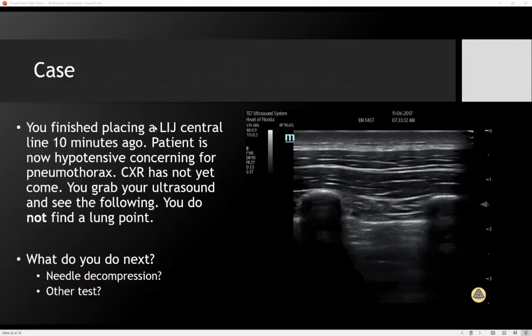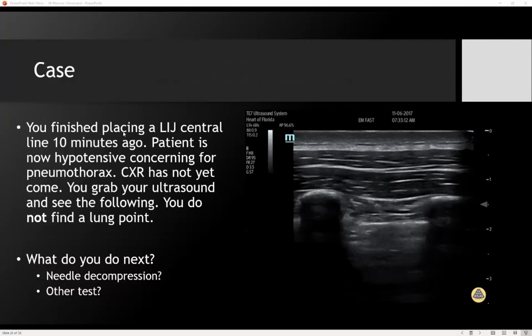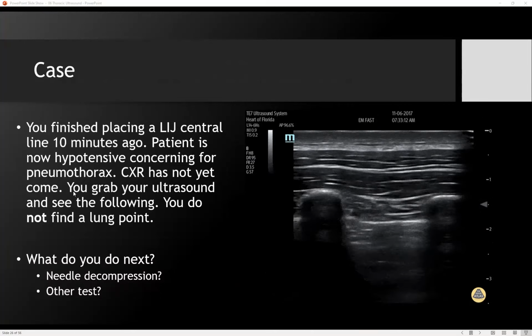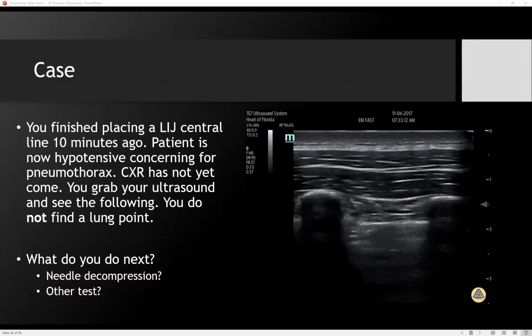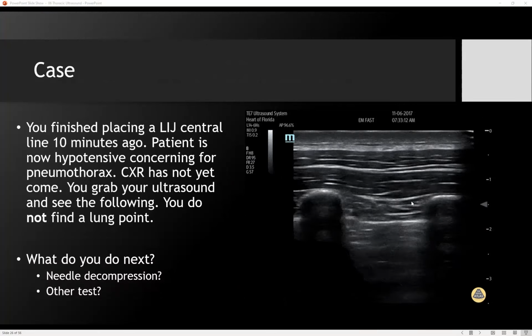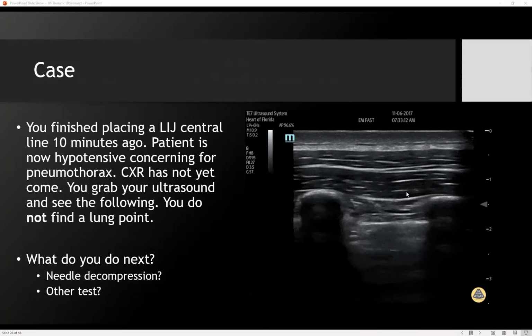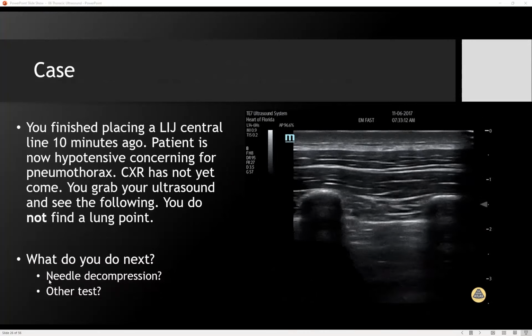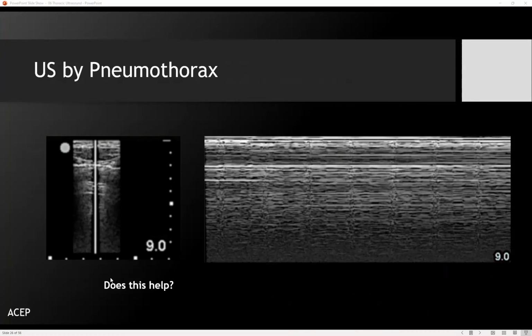So this is sort of a repeat of that first question. You finished placing a left IJ 10 minutes ago. The patient's now hypotensive, concerning for pneumothorax. Chest x-ray hasn't come. You grab your ultrasound. You don't see a lung point, but you do see absence of lung sliding. So what do you do next? Well, I sort of already said this, so I guess I repeated this question. So you're not going to do a needle decompression. What you will do is you'll do this ultrasound and you get this finding. Does this help?